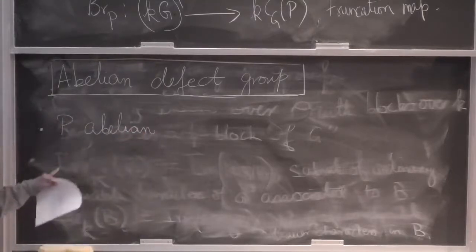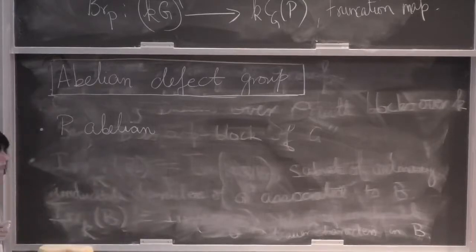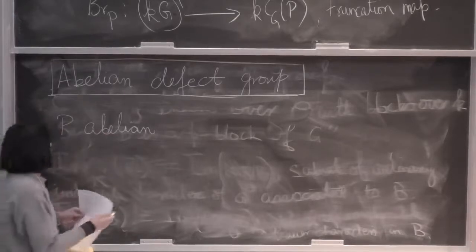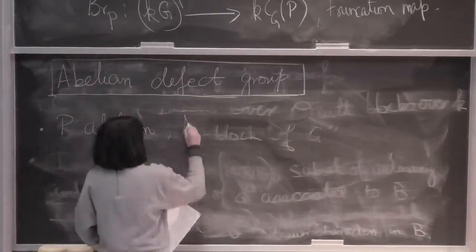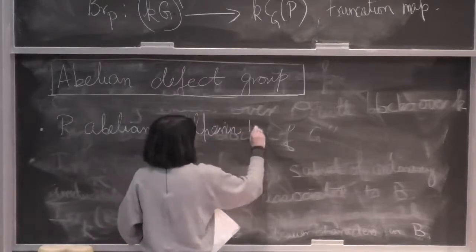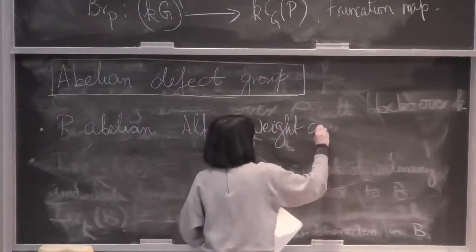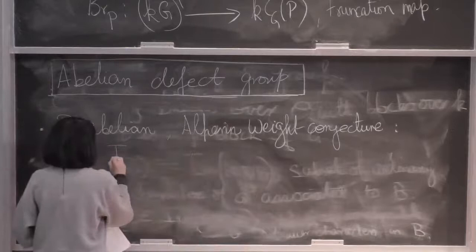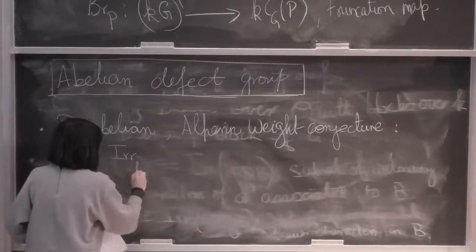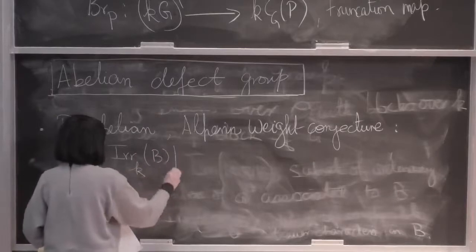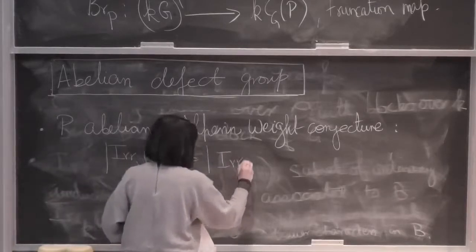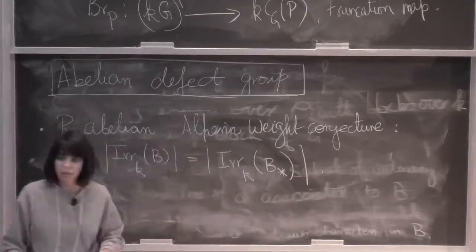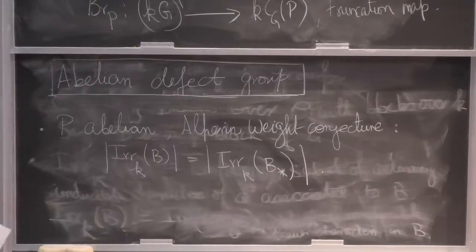maybe Gabriel already mentioned this case when talking about the Alperin-McKay conjecture, which we saw in Gabriel's talk yesterday. If P is abelian, then this becomes much easier to state. And all it's saying is that the number of irreducible modular characters of B is equal to the number of irreducible Brauer characters of B star.